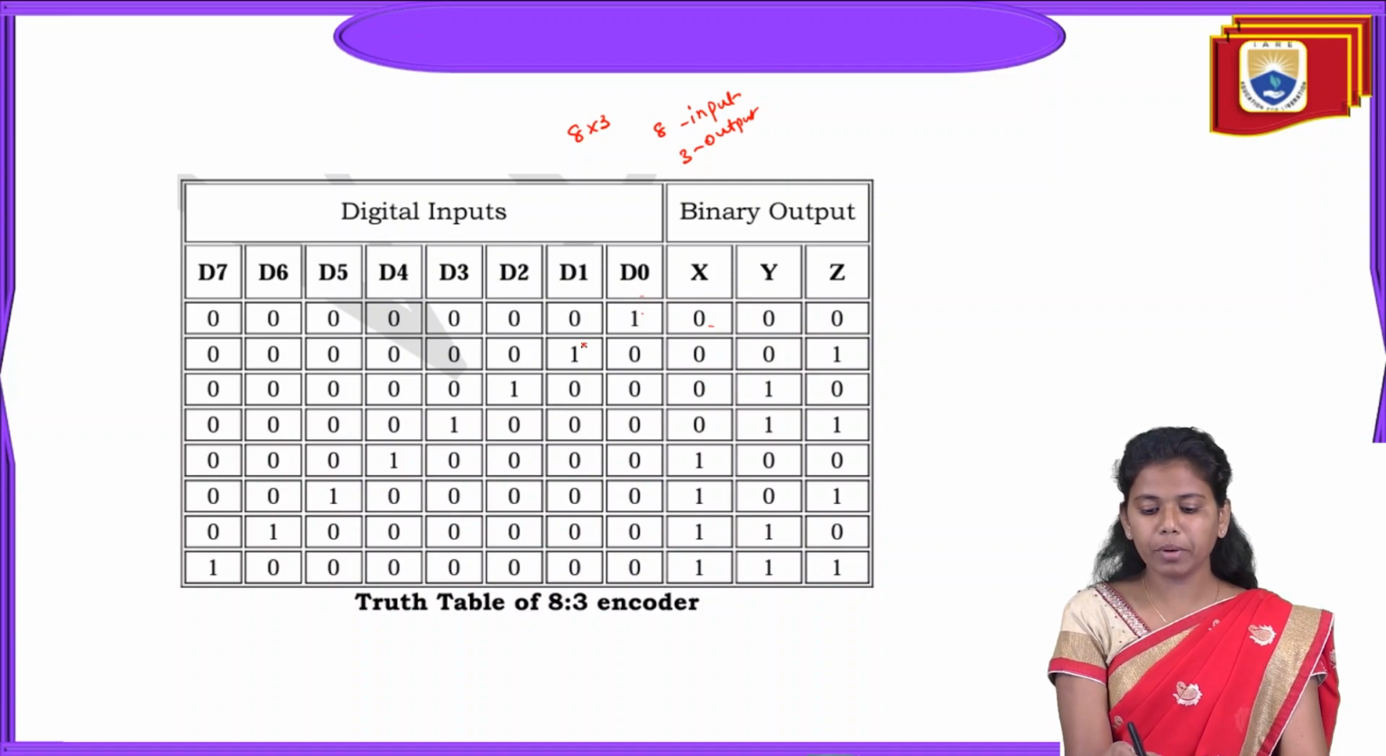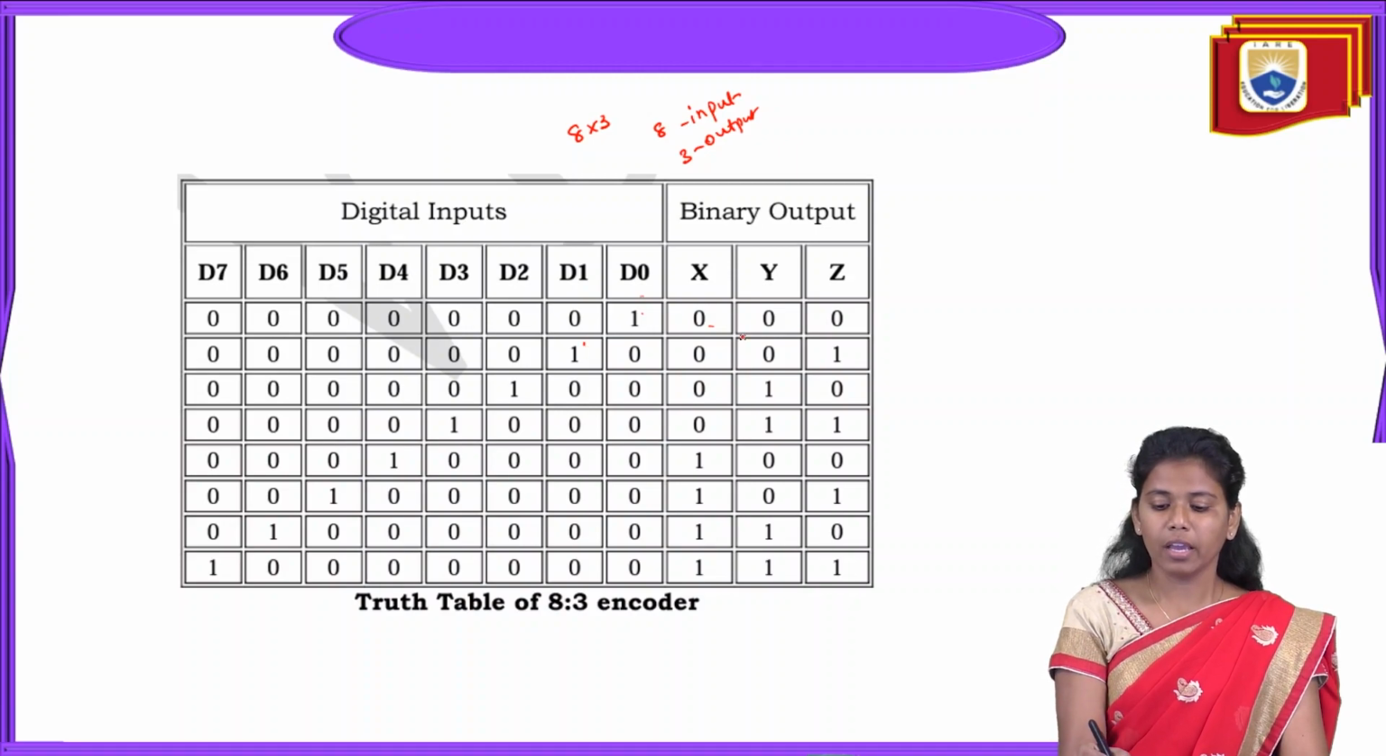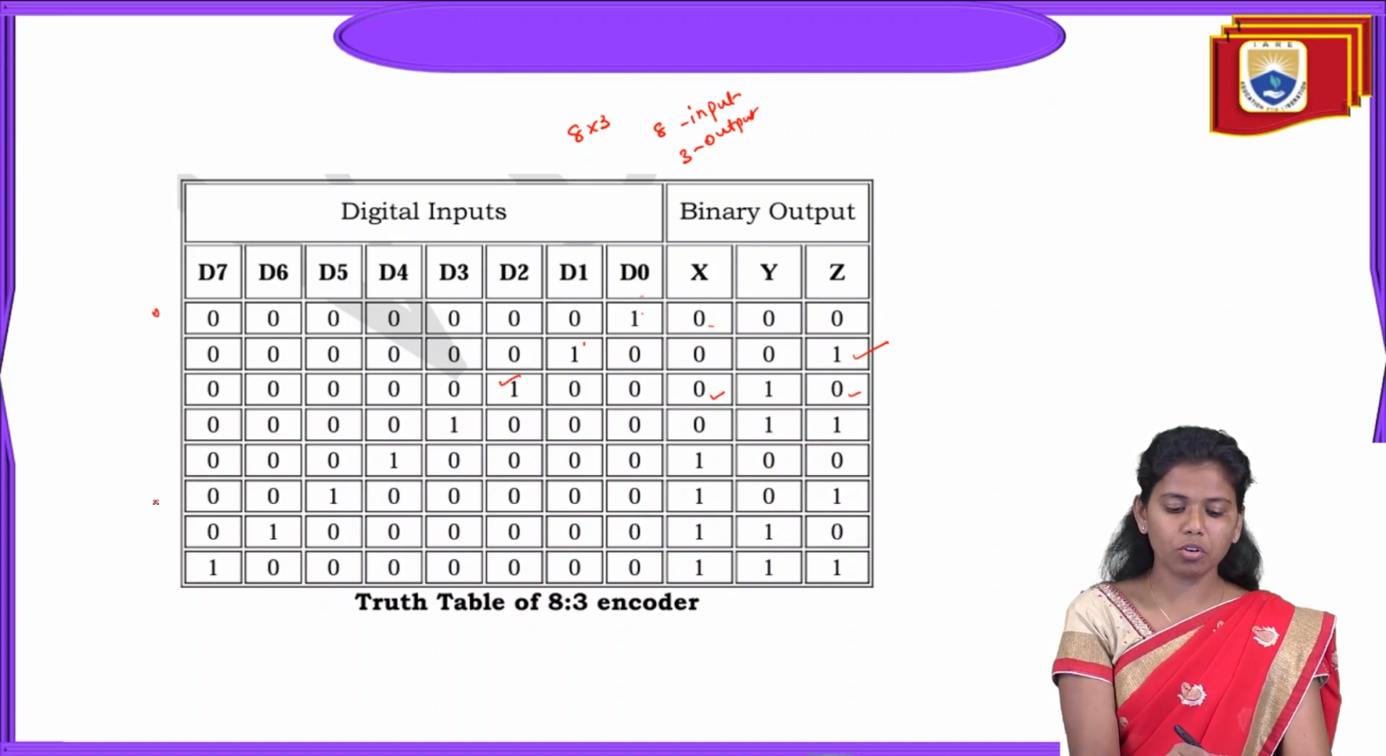And the D1 bit is enabled when outputs X and Y are disabled, whereas Z is enabled. Then the D2 bit is enabled when X is disabled, Y is enabled, and Z is disabled. Likewise, finally till the 7th bit. So this is 0 and this is 7.